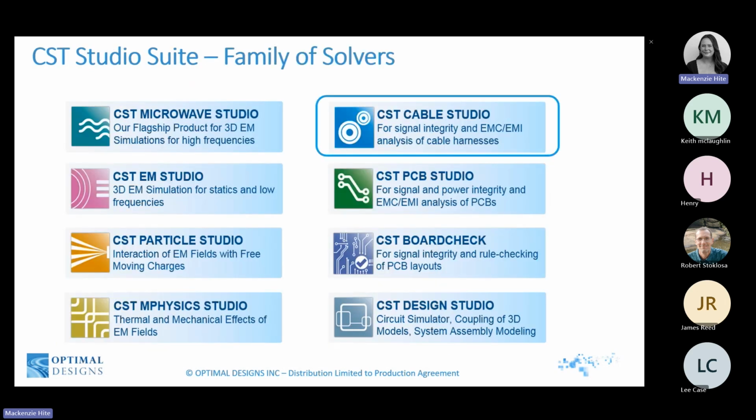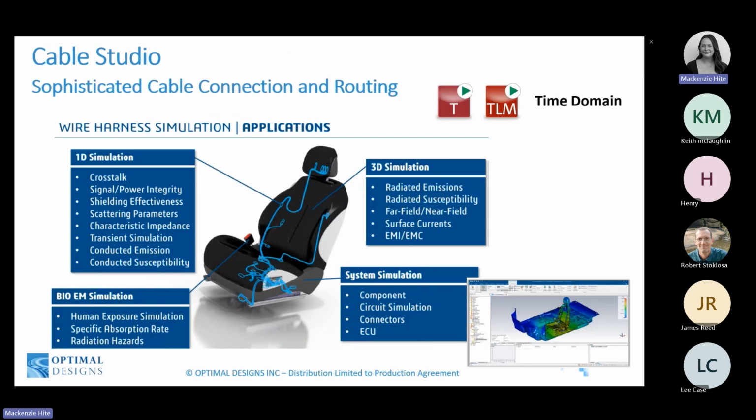Next, let's look at Cable Studio. Cable Studio allows the engineer to create or import complicated cable routing networks, which can be used in the automotive, naval, or commercial environments. There is a library of cable harnesses, transitions, and shielding options, and simulation results include S parameters and radiated emissions.